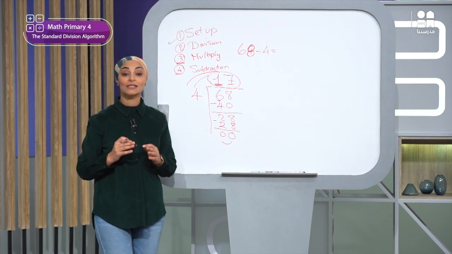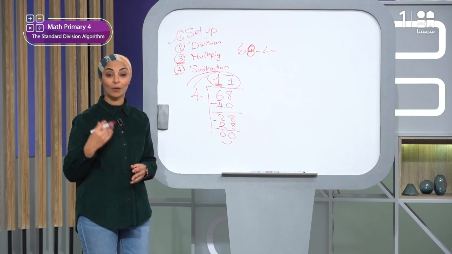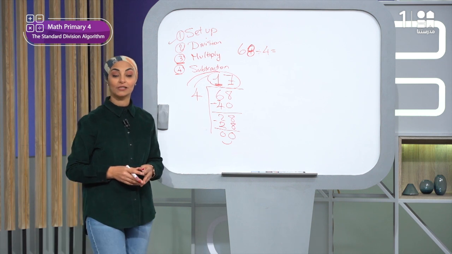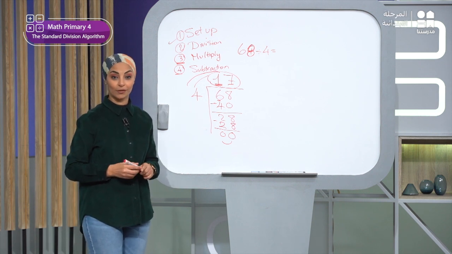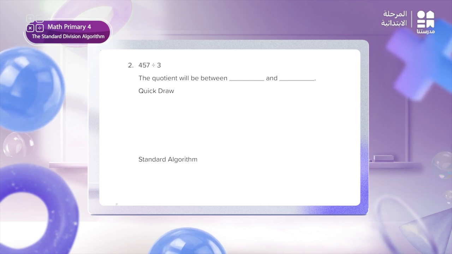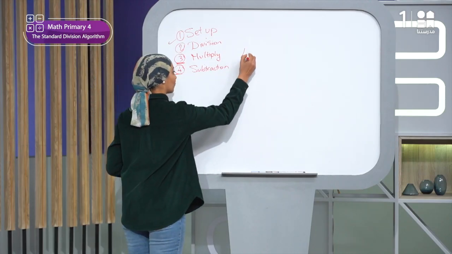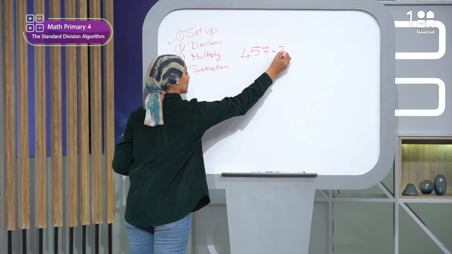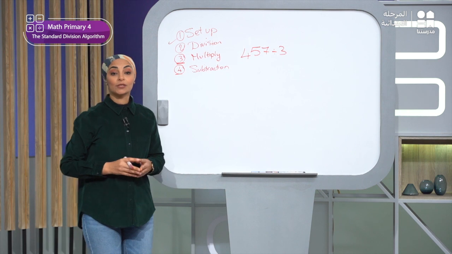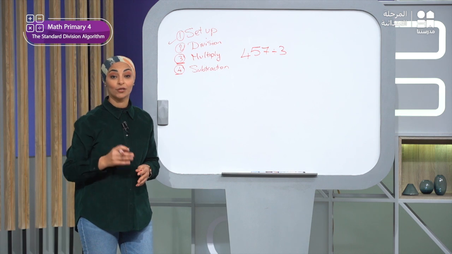Okay, now this is the same outcome we got when we used the circles in the quick draw. Can you remember? And now let's check our understanding and solve problem number 2 all together. I will leave the steps as they are, and let's move to problem number 2. Here we need to divide 457 by 3. Try to estimate the outcome. I will use the quick draw and you can verify your estimation.